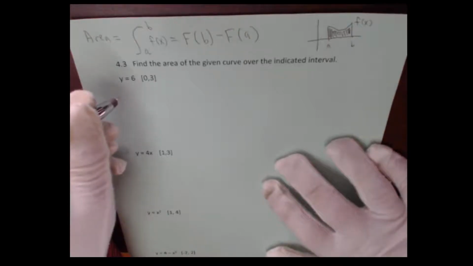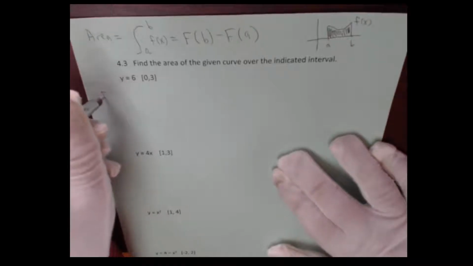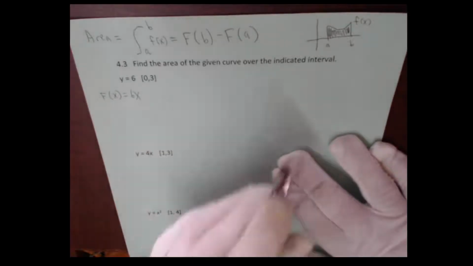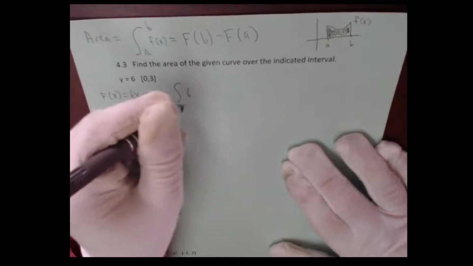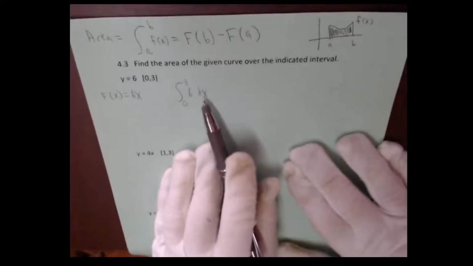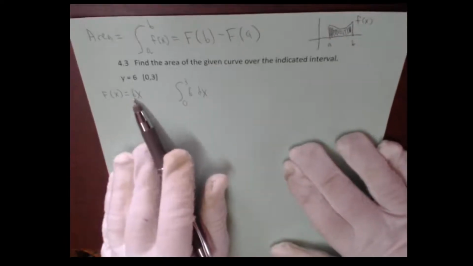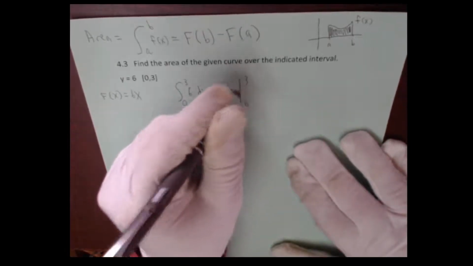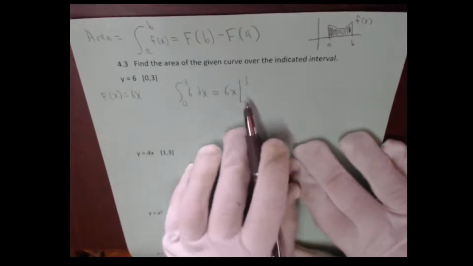Our equation is y equals 6. The antiderivative of this equation is going to be capital F of x is equal to 6x. So here is how you would write down all of the steps. We want to find the integral of 6 from 0 to 3 dx with respect to x. That's kind of what this dx means. It's the differential. It means with respect to x. So we know that the antiderivative is 6x. So this is equal to 6x evaluated from 0 to 3. So this bar means that we're evaluating it from 0 to 3.